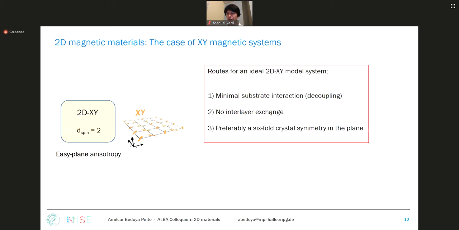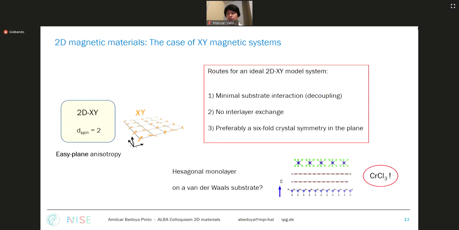We should not have interlayer exchange, so we should make sure that our system is a true monolayer sample. And in terms of symmetry, we should preferably have sixfold symmetry in the plane. So that's why we came to this system, which is a hexagonal system, chromium trichloride, grown on graphene, which is also a Van der Waals substrate. So that's our approach to get to this 2D XY regime.